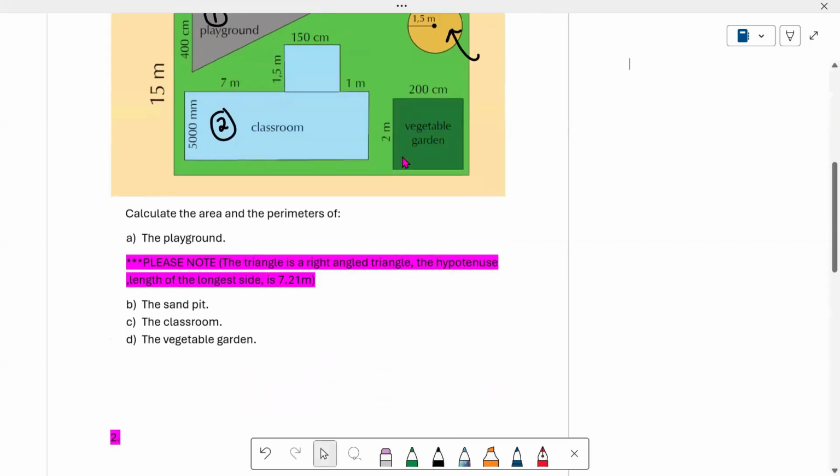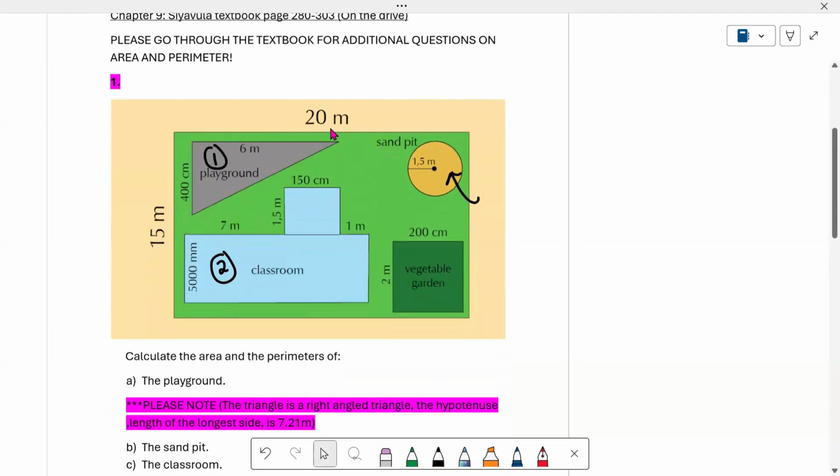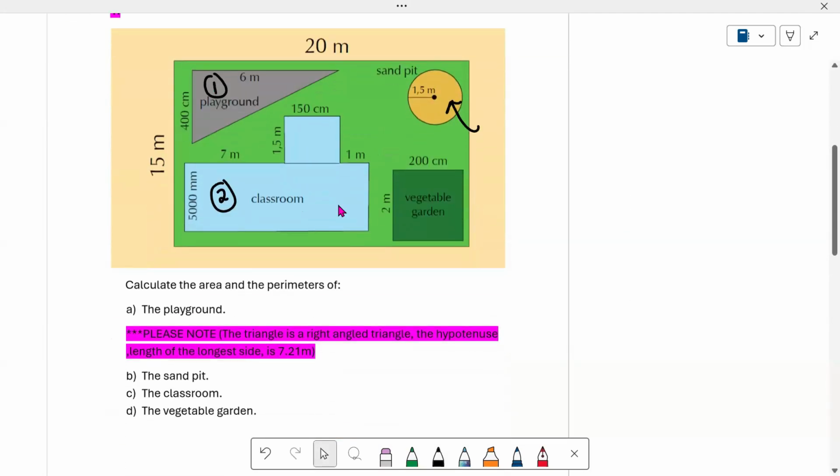Okay, maybe let's do this activity. Please go through the textbook. We're going to look at the following: calculate the area and perimeter of. Okay, we're just going to be looking at area for now. Can you please calculate the area of the following shapes? We're going to start with the playground as number one. Then the sand pit as number two. Then the classroom as number three. Then the vegetable garden as number four.